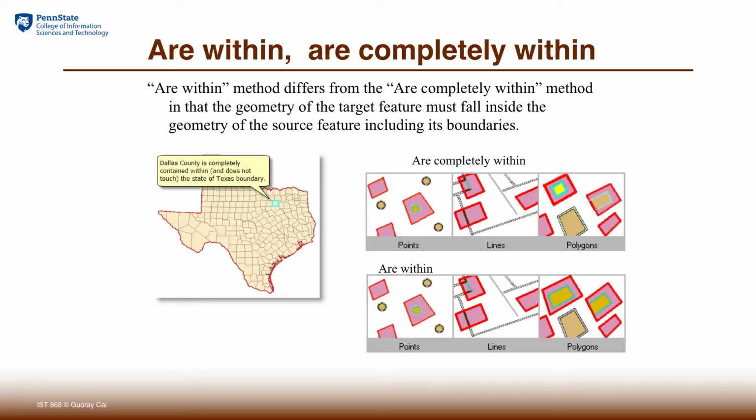If a parcel, a polygon, is within a larger area, none of the boundaries of the parcel should be touching the boundary of the larger area. If there's a possibility that some of the boundaries of the target share the same boundary as the source, then it's not called completely within. For example, on the map on the left, Dallas County is considered completely within the state of Texas boundary because none of the boundaries of Dallas County touch the boundaries of the state of Texas.